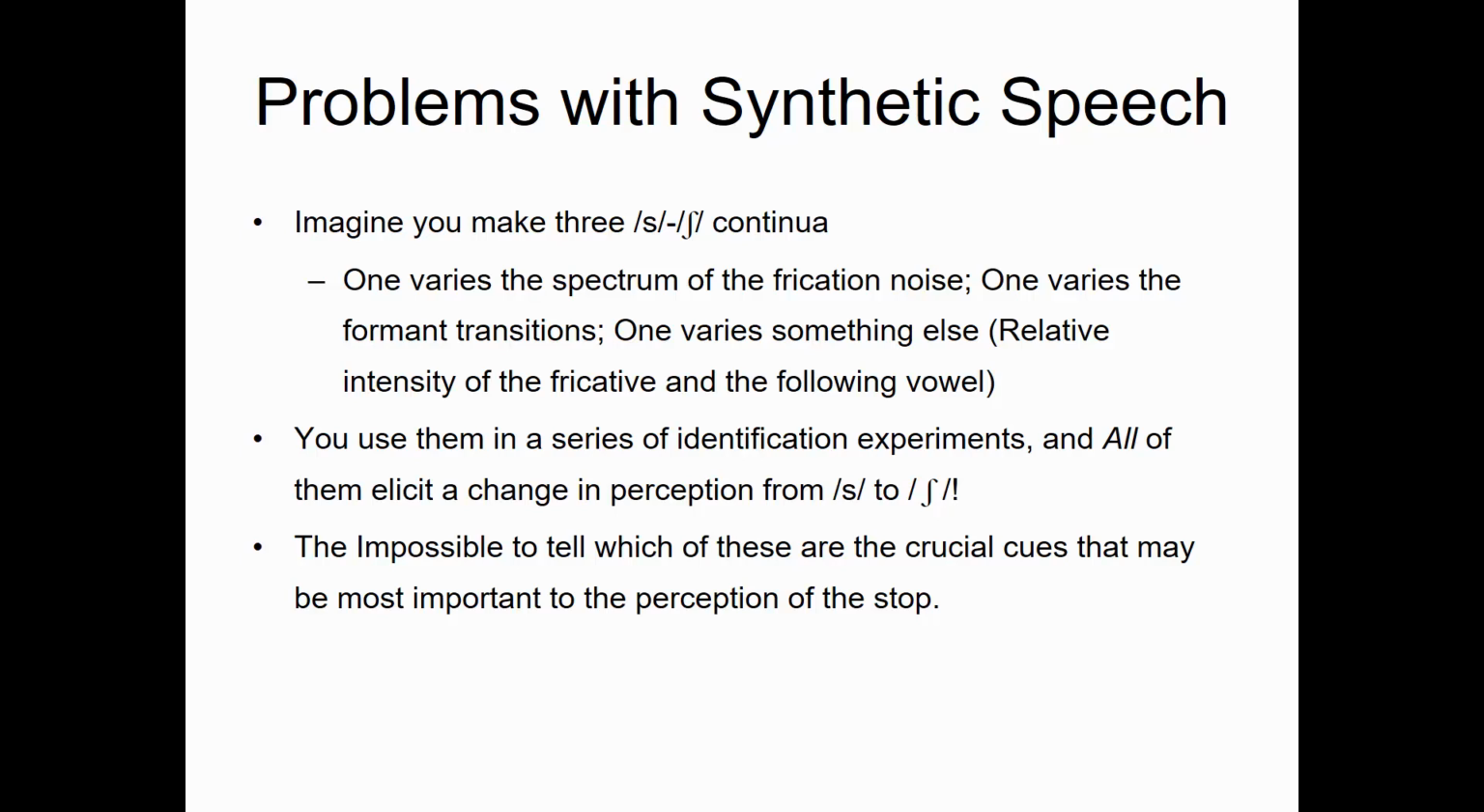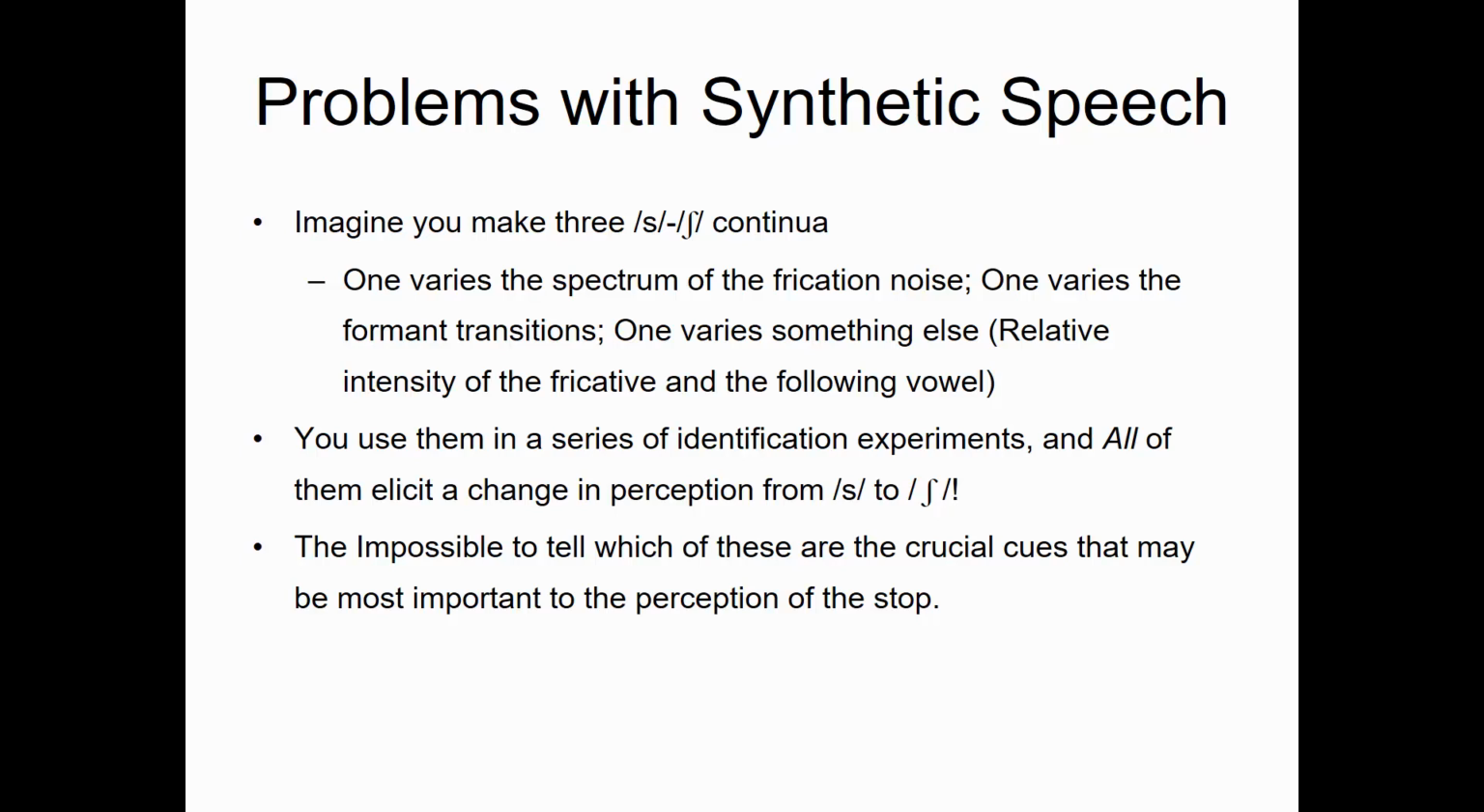So let's imagine we made 3 S to Esh continua, one of which varied in the spectrum of the frication noise, one that varied in the formant transitions, and one that varied something else. So we could easily make a fricative with an ambiguous spectrum and ambiguous formant transitions, but we could vary the loudness of the frication interval itself. If we did perception experiments where we looked at the perception of these 3 continua, all of them would elicit a change in perception from S to Esh, right?